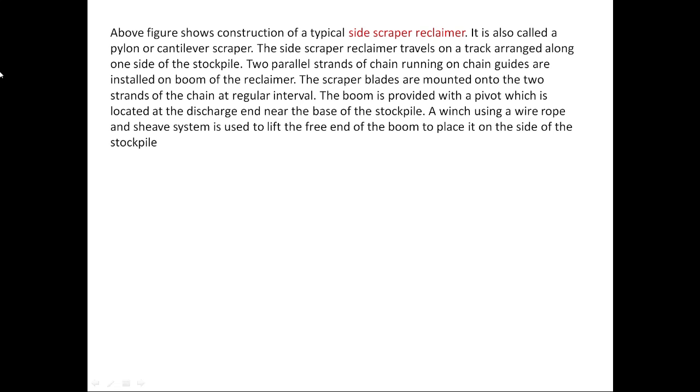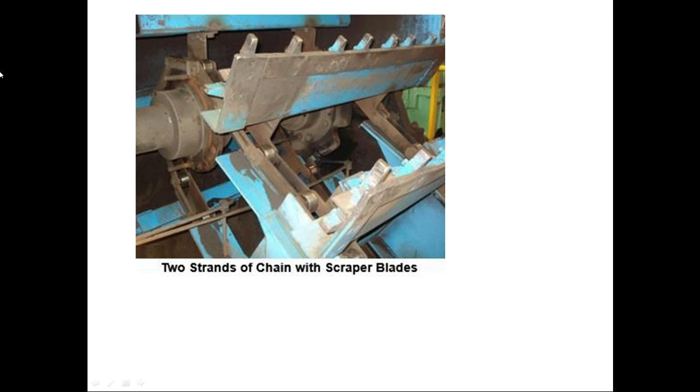The boom is provided with a pivot, which is located at the discharge end near the base of the stockpile. A winch using a wire rope and sheave system is used to lift the free end of the boom to place it on the side of the stockpile. These are the two strands of chain with the scraper blades.